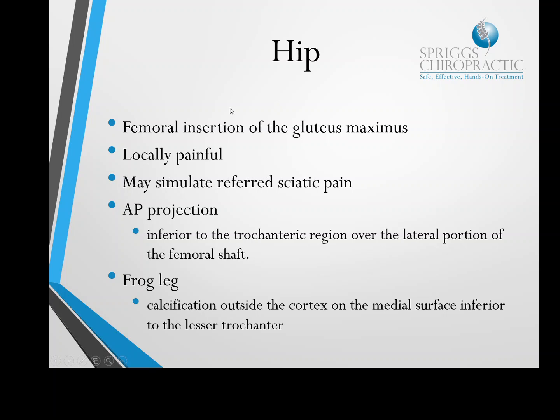In the hip, it's most commonly seen in the femoral insertion of the glute max, and is usually locally painful, so they will present with obviously hip pain. It may simulate sciatica as well, so it can refer pain down the back of the leg. On the AP projection, it's seen inferior to the trochanteric region over the lateral portion of the femoral shaft. You can take a frog leg x-ray as well, where you'll see calcification of the outside of the cortex of the medial surface, inferior to the lesser trochanter.